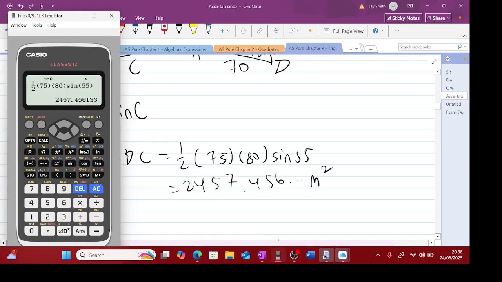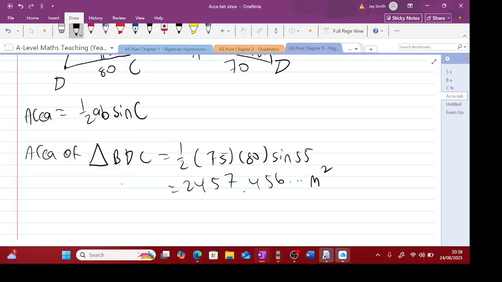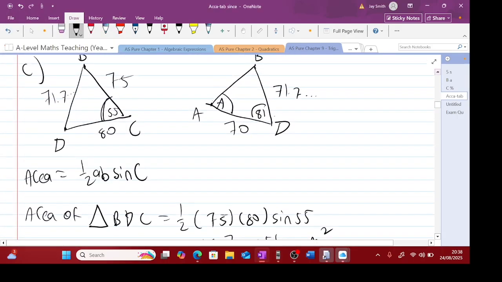Now again, that's quite a large decimal, so I'm going to store that as well. I'll store it as E, since I haven't used that letter. Oh man, there's a lot of decimals in this question. Okay, so that's the first triangle done.